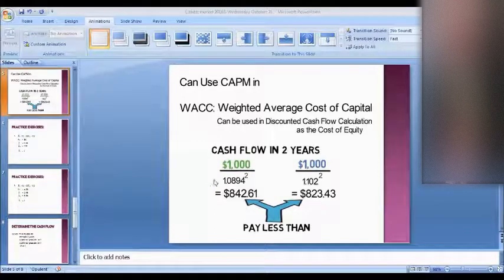Again, I want to hear, if you understood, where did we get 1.0894? Where did we get 1.0894, Princess? Where did we get this?